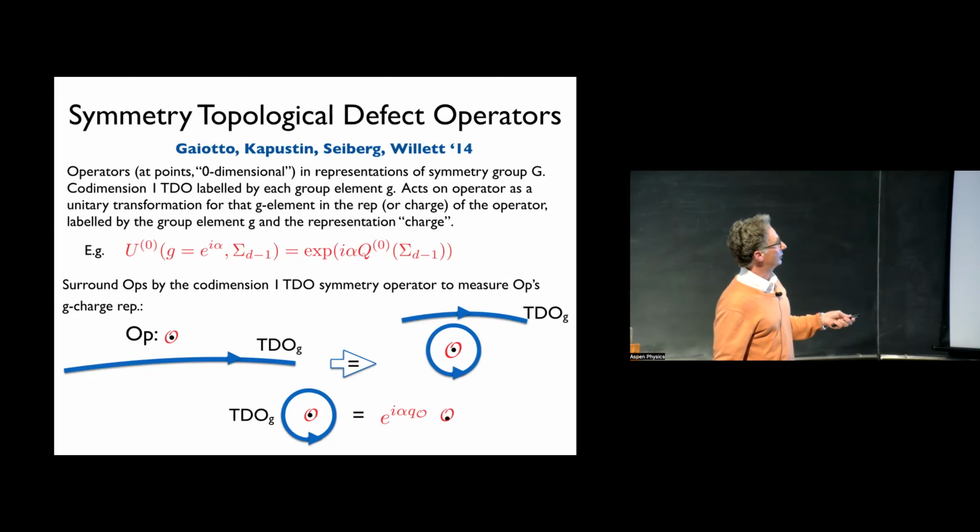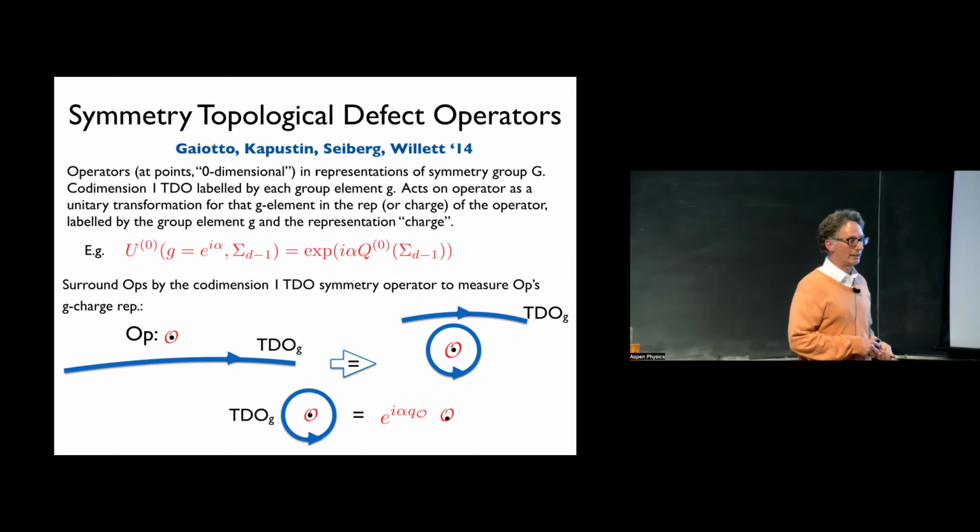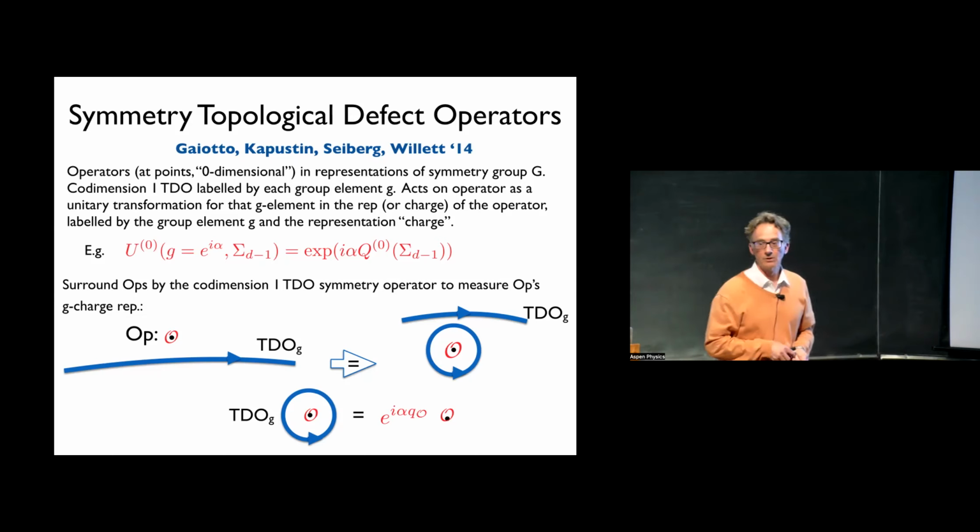They might be in some representation of the symmetry group, like the mesons might be in some representation of the flavor group. And then there's a codimension one topological defect operator labeled by each group element G, which acts on the operator, giving some unitary transformation. Since these operators act in Hilbert space and we want to preserve probabilities, it should be a unitary transformation. For example, if it's a U(1) symmetry, you could write the group element as e to the i alpha, and then the transformation will be e to the i alpha times the corresponding charge, which we get by integrating over some codimension one surface.